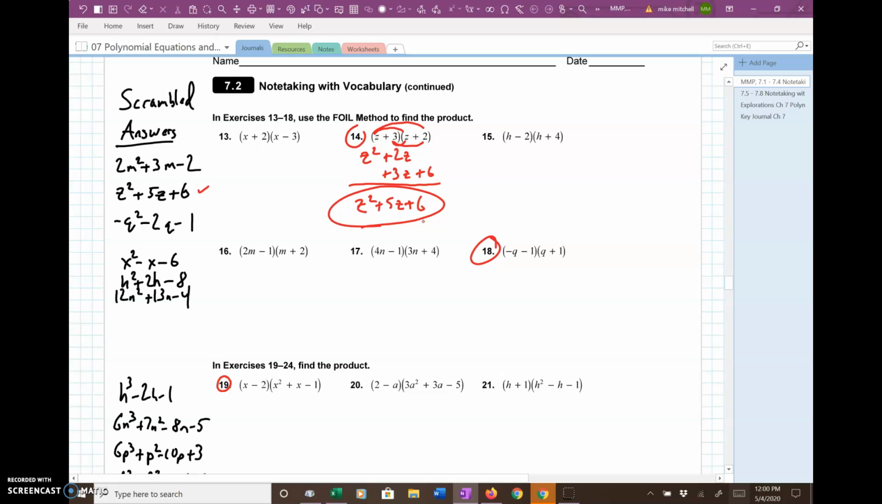Okay, number 18. First terms, negative q times q, negative q squared. Outside terms, negative q times 1, that's minus 1q or minus q. Inner terms, I get another negative q.